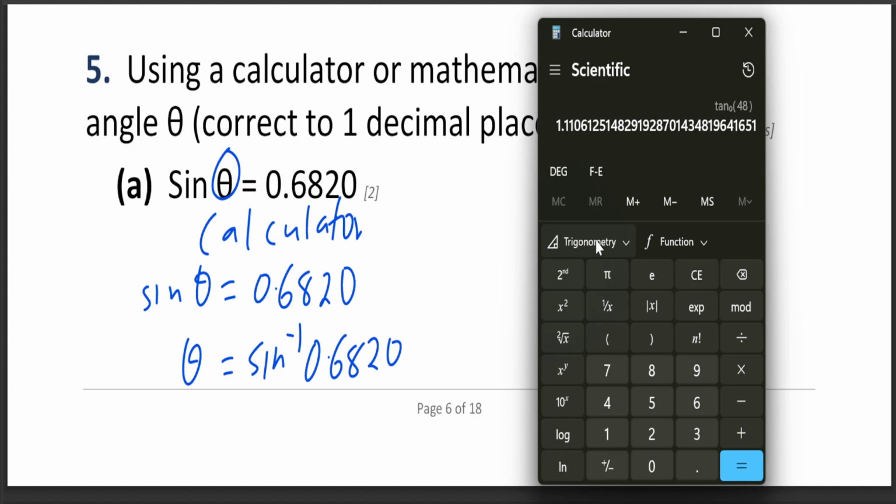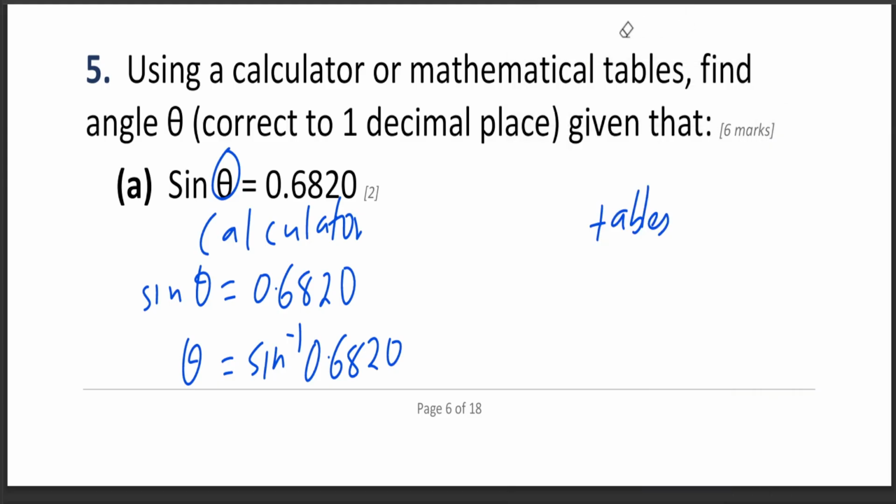Baya hakuna shift wala nini, which is somehow very tricky. Let's see functions, na hakuna, it becomes somehow very hard. Hakuna kabisa. So let's just use the normal calculator that we have. So sin inverse is 0.6820. Using your calculator, theta yako ni 43.0, 1 decimal place hiyo.